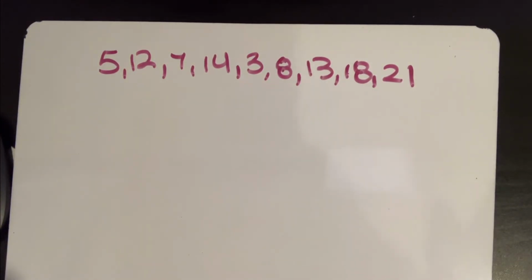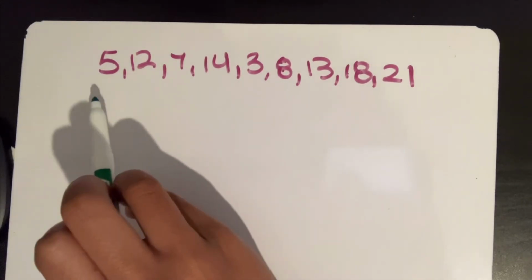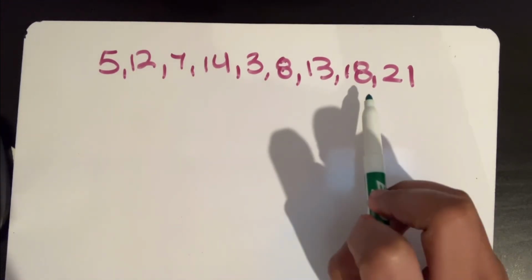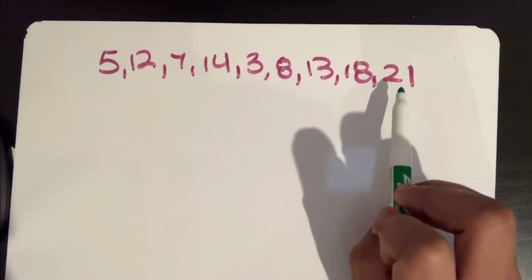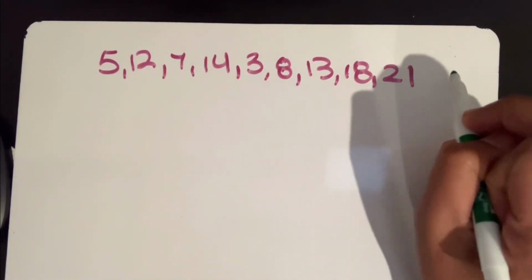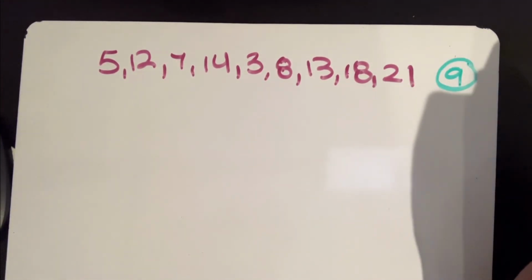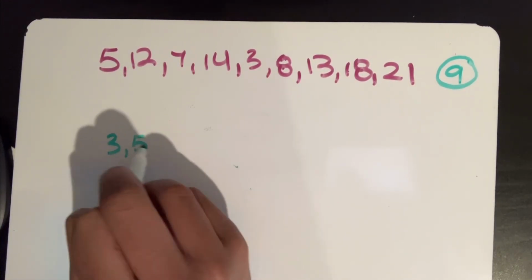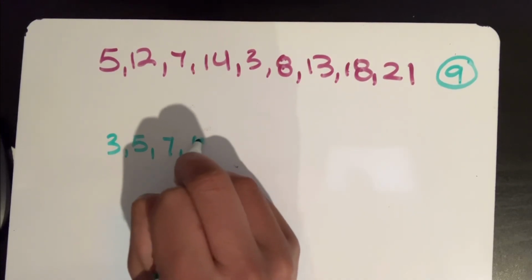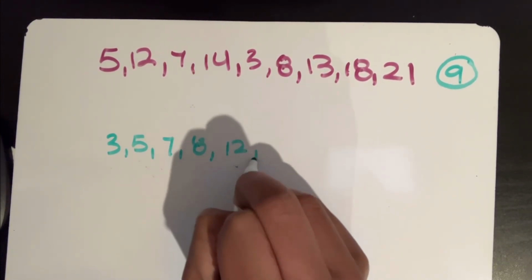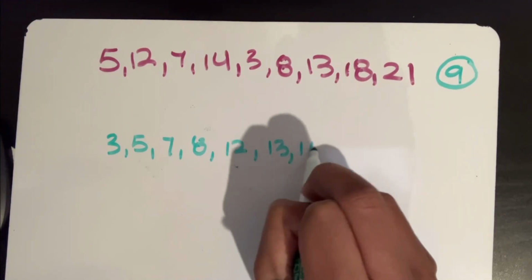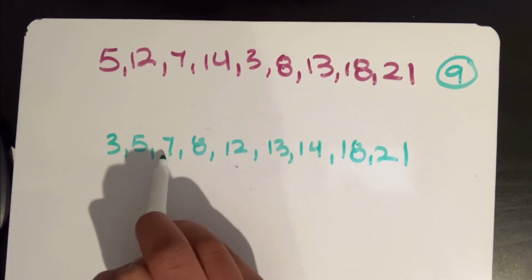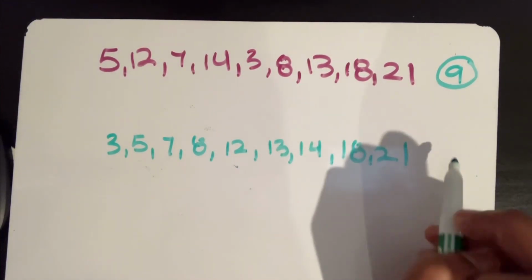Let's try it out. Here we have a data set with numbers 5, 12, 7, 14, 3, 8, 13, 18, and 21. This data set consists of 9 numbers. The first step is putting the numbers in order. 3, 5, 7, 8, 12, 13, 14, 18, 21. 1, 2, 3, 4, 5, 6, 7, 8, 9. Still have 9 numbers.